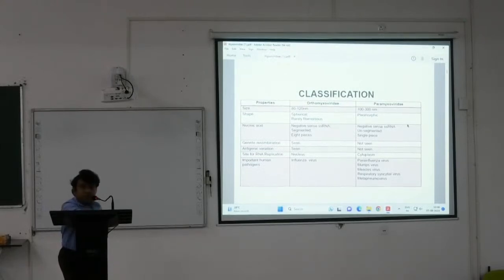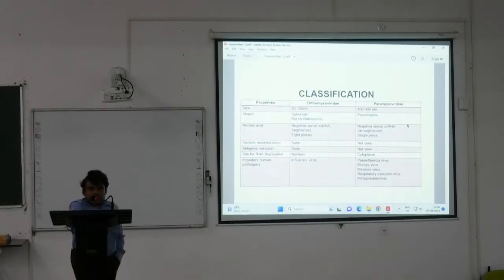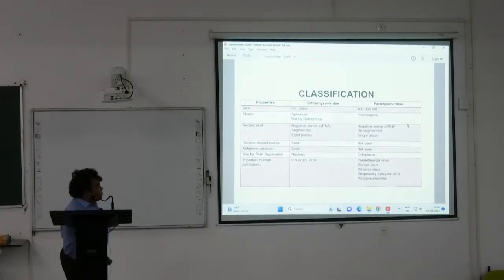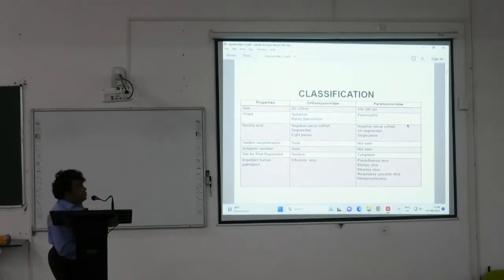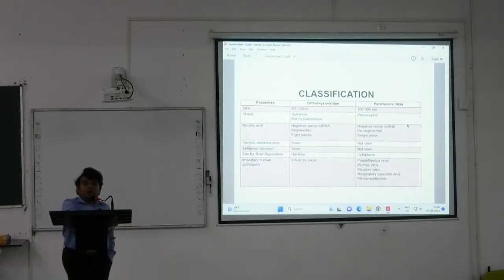Important differentiation, another type: see these 2 points, genetic recombination and antigenic variation. These 2 phenomena are seen with orthomyxoviridae but not associated with paramyxoviridae. Now let us see the main organisms over here. In orthomyxoviridae, the main important organism is influenza virus.